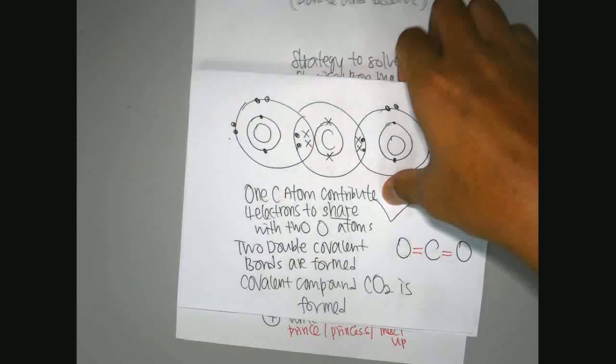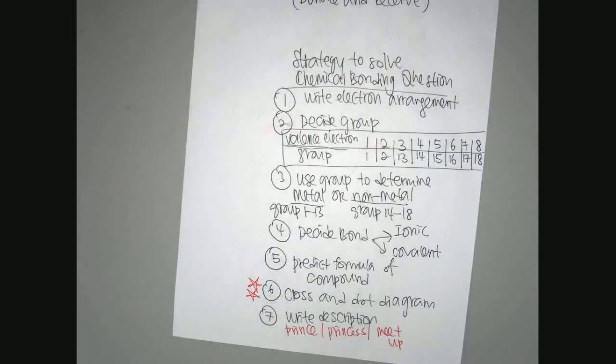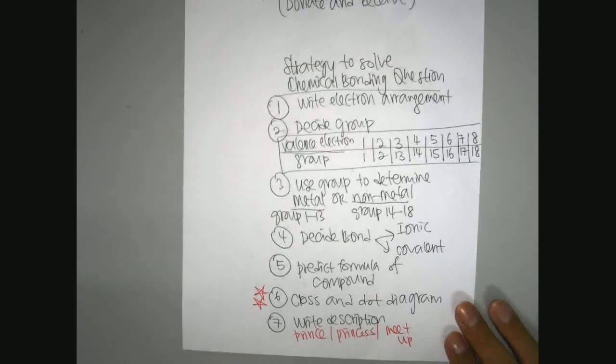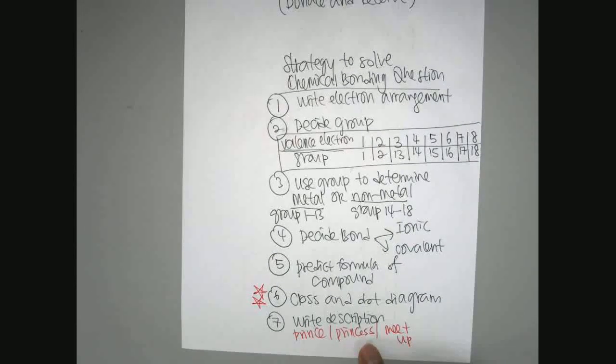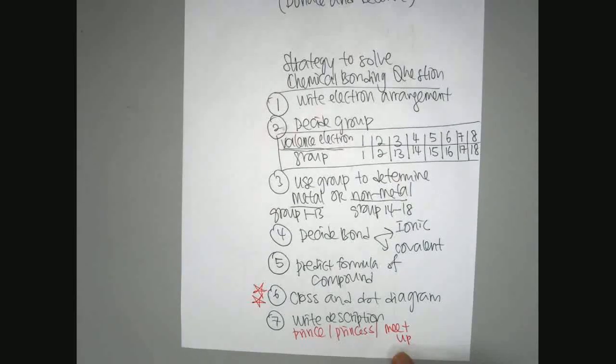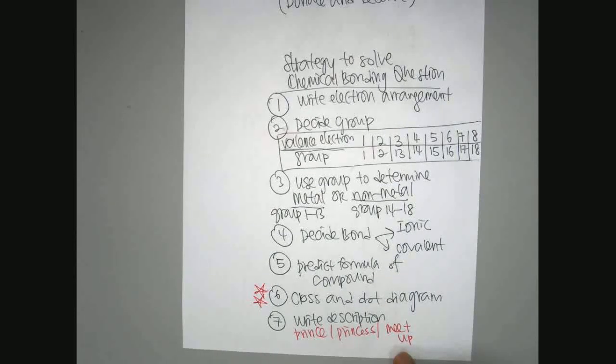After you draw a good diagram, you can transform the whole thing and write a good word description. Just describe the first atom, tell everything about the atoms, and at the end of the day, you have to describe how these two atoms join with each other.